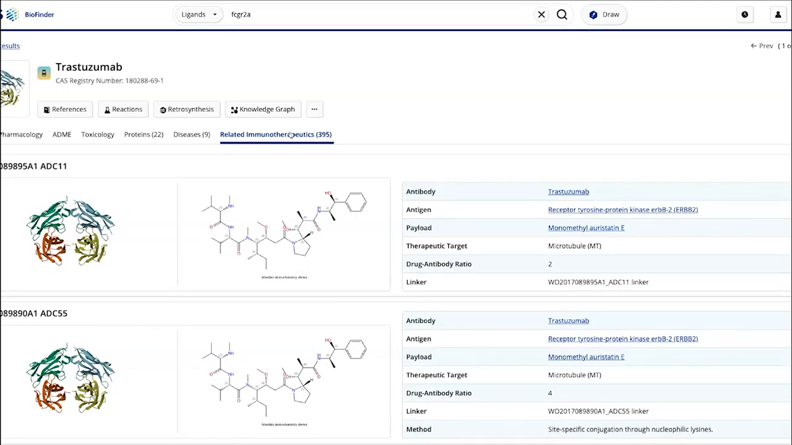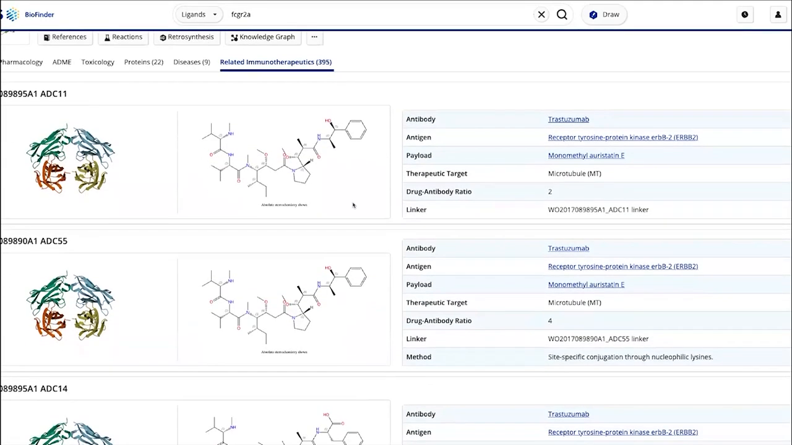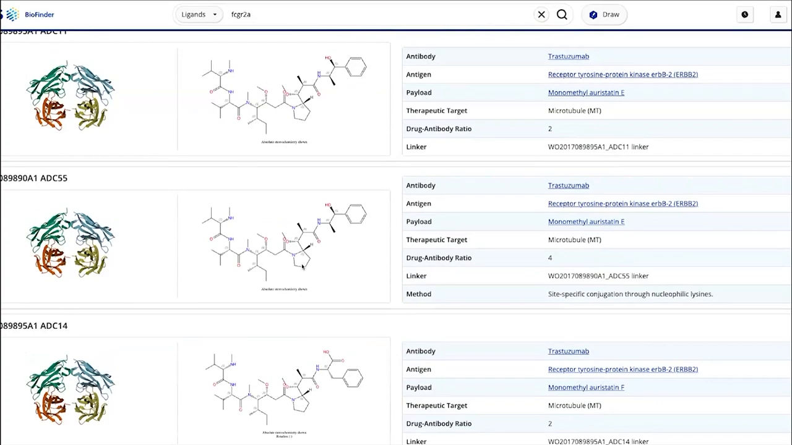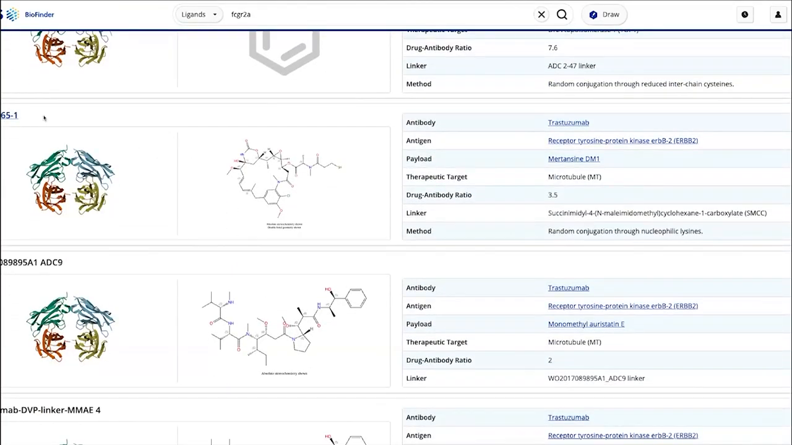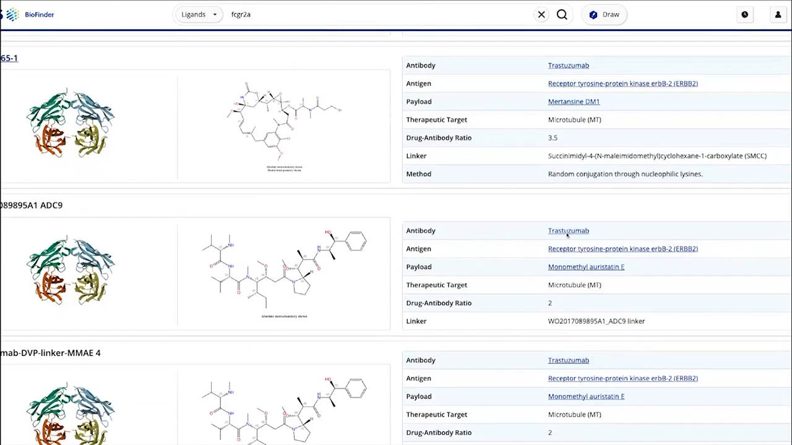I will start to browse through the related immunotherapeutics. Immunotherapeutics means antibodies or antibody drug conjugates, and here I can see the proteins and all the substances which are connected to it, and whether these substances also exist in the CAS knowledge base, or if they are new ones which haven't been matched either, and so on.